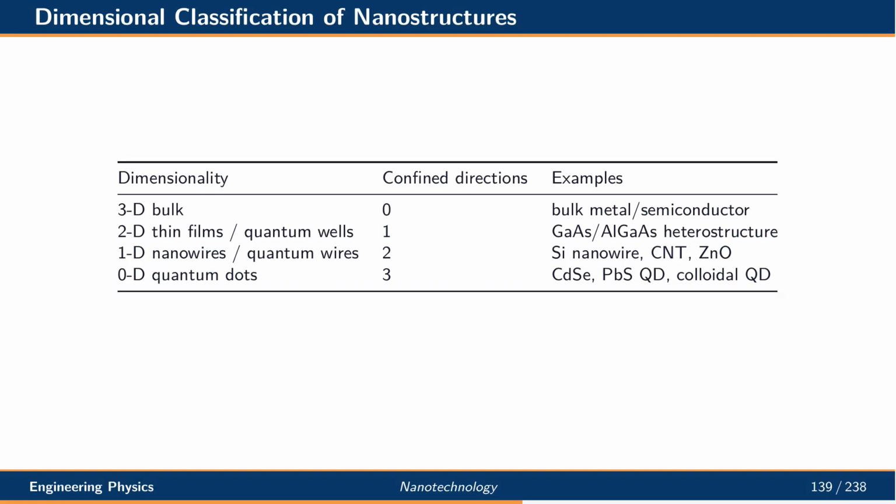Nanostructures are classified by the number of dimensions in which they are confined. Bulk materials are confined in 0 directions and are 3-dimensional. Thin films and quantum wells are confined in 1 direction, giving 2-dimensional electron systems. Nanowires and quantum wires are confined in 2 directions, giving 1-dimensional systems. Quantum dots are confined in all 3 directions, behaving as 0-dimensional artificial atoms. Each class has distinctive electronic.